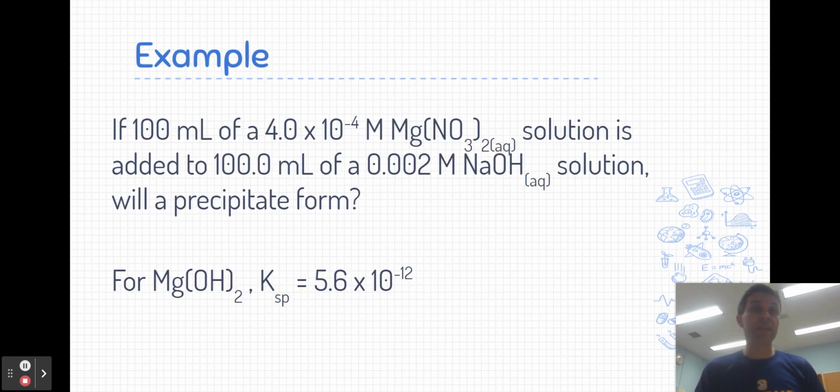Let's now take a look at an example. In this example, we are going to be considering a double displacement reaction. So we have 100 milliliters of one solution, 100 milliliters of another solution. We're combining the solutions, and we're going to check to see whether a precipitate will form. So let's switch over to the whiteboard and go through the steps in solving this problem.